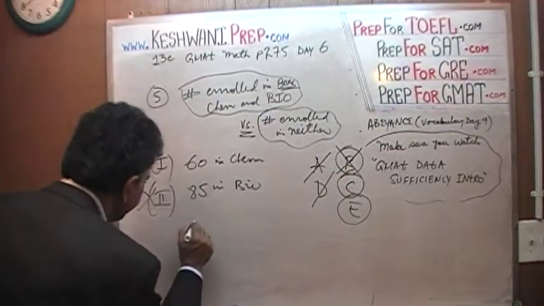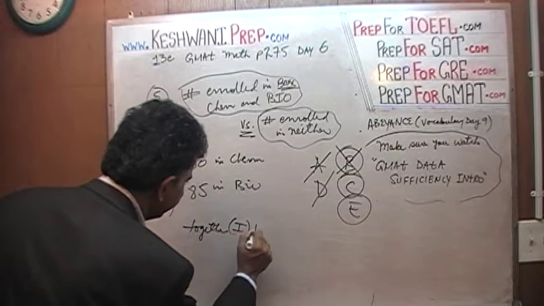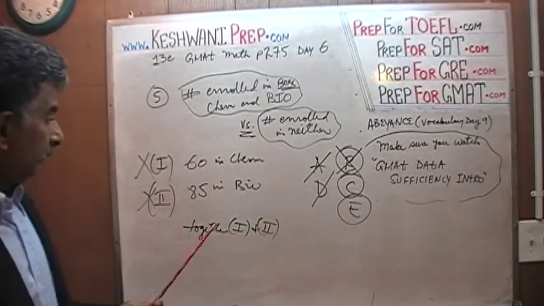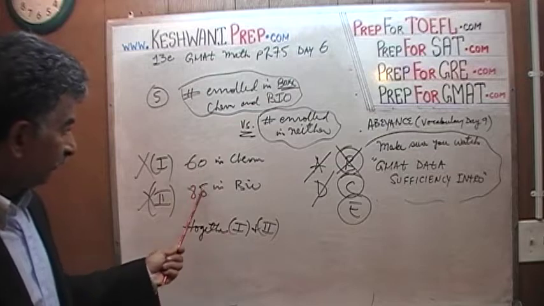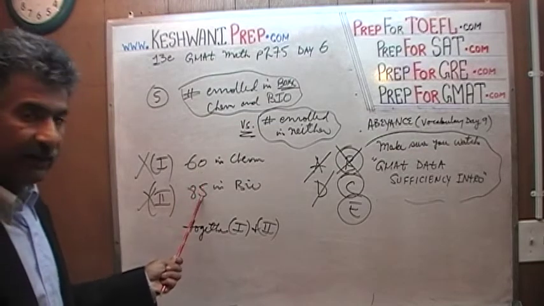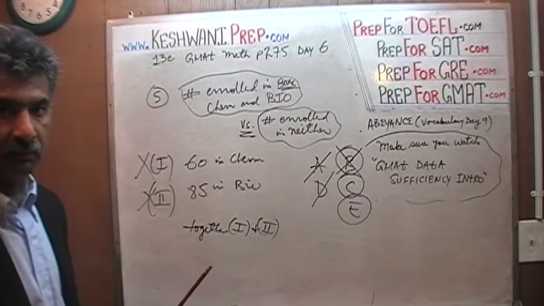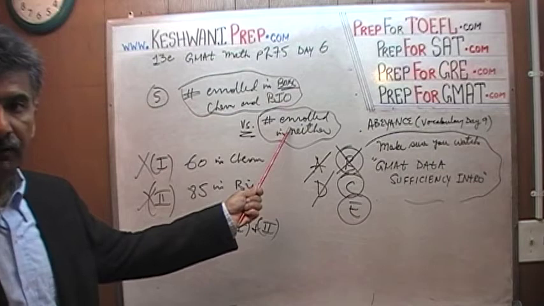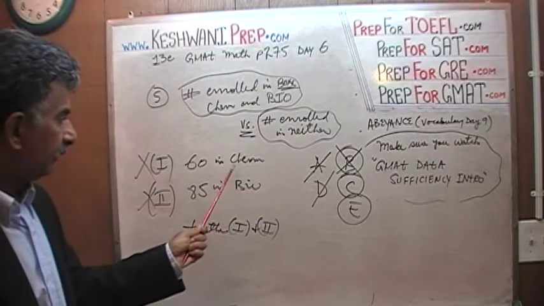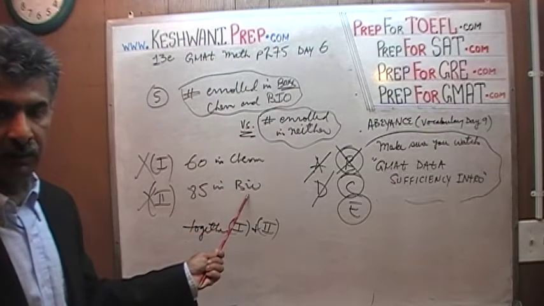Let's put them together. Well, ask ourselves, by putting these bits of information together, now we know there are 60 students who are taking chemistry, there are 85 who are taking biology. Are we able to figure out these quantities? Can we tell how many of them are taking neither, for one thing? The answer is no, we cannot tell how many of them are taking neither, simply knowing the fact that 60 of them are taking chemistry and 85 of them are taking biology.